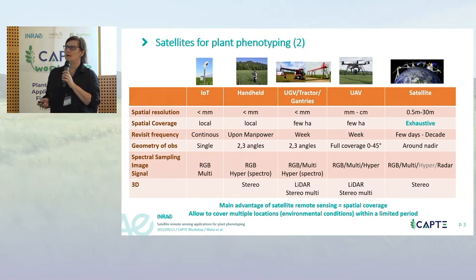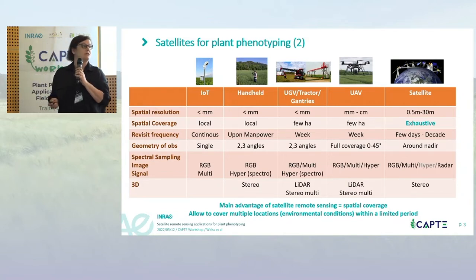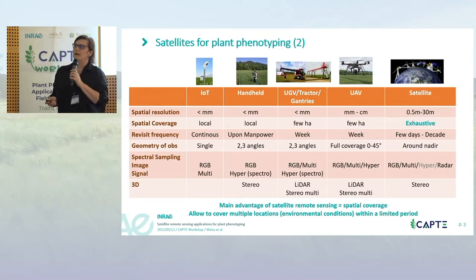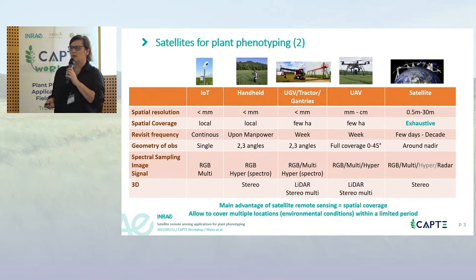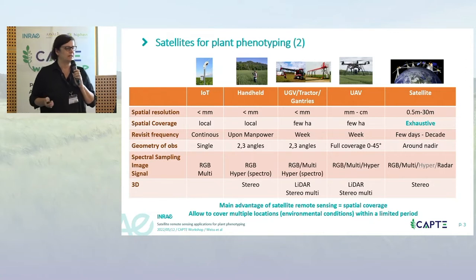And well, with satellite, we degrade a lot the spatial resolution. But the advantage is that we have an exhaustive sampling of the Earth's surface. And also, while you can have, let's say, weekly data using UAV and UGV, with satellites, it can be a few days and even more. So the main advantage is the spatial coverage and the spatial sampling that you can get with the satellites.